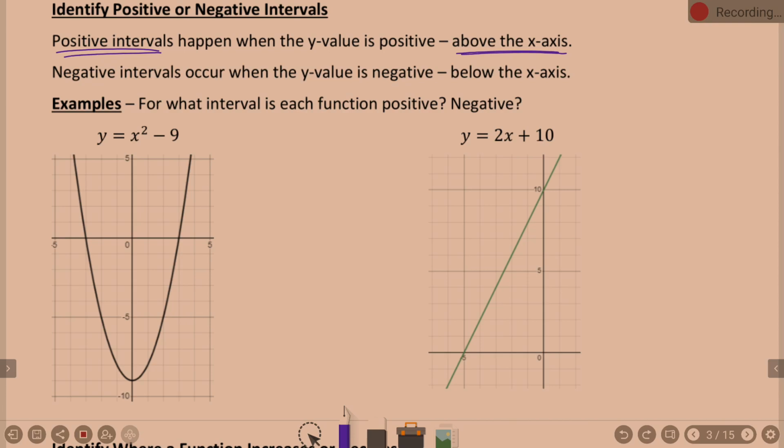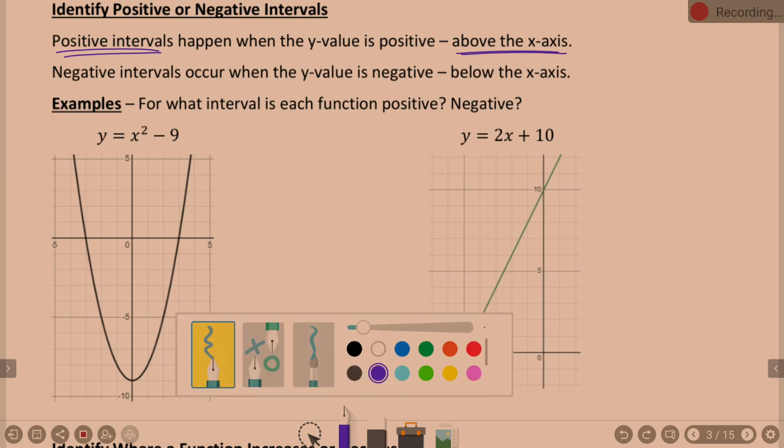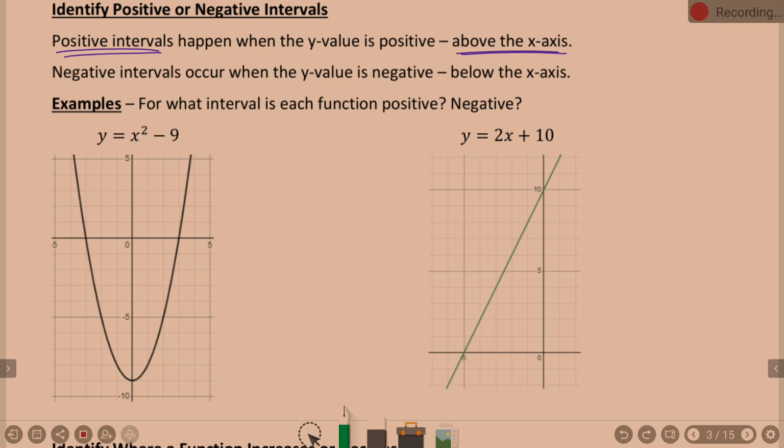That means negative intervals happen when the graph is below. So if it's a negative interval, it's when my y's are negative. So my y's are on the bottom part of the y-axis, or when the graph is below the x-axis. Okay? So this is another key we're going to be looking at, is when is a graph positive or negative. So the directions read, for what interval is each function positive and is each function negative?